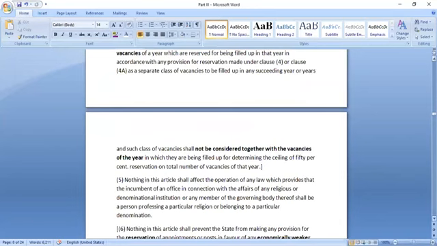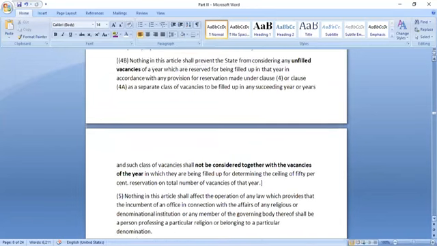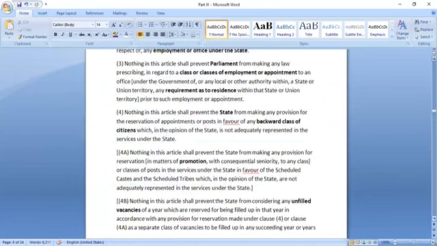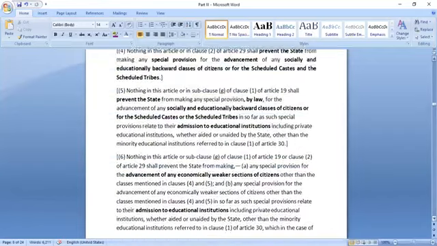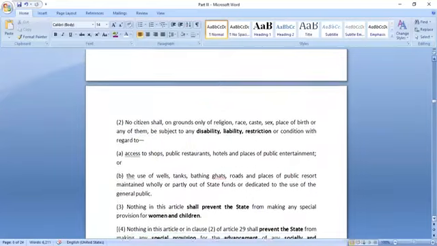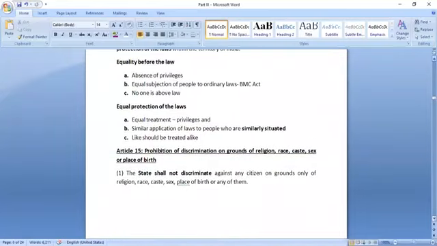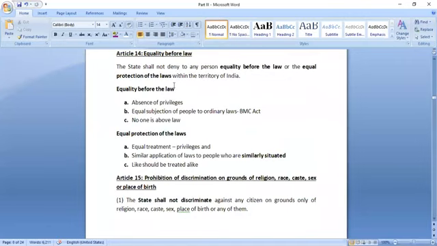So under Article 15, under Article 14, you should remember that it is like two things. First is regarding applicability of laws, and second is regarding any sort of privileges or treatments which are being given to people. So equality before law and equal protection of law are the two things that are mentioned.